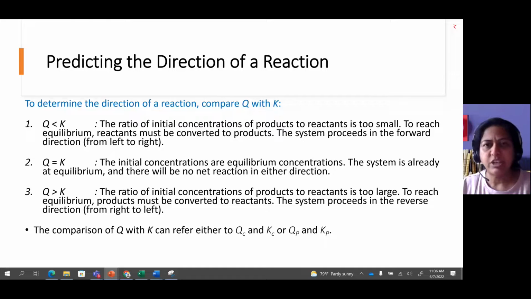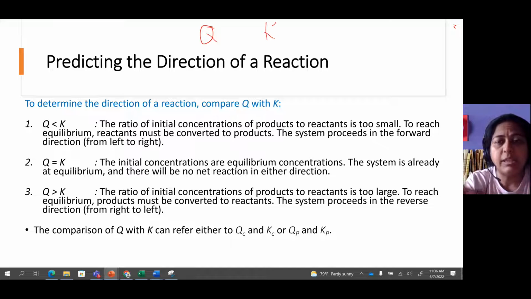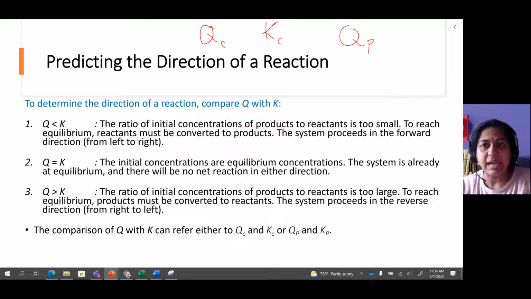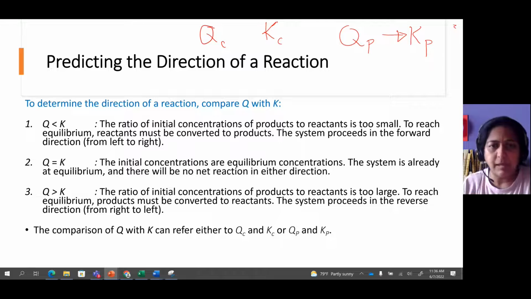Predicting the direction of a reaction. We predict the direction of a reaction by comparing the Q, the reaction quotient, with the equilibrium constant value. If we consider the Qc, then we must compare that with the Kc value. If we have the Qp value, the reaction quotient obtained by the pressure values, then this must be compared with the Kp value.